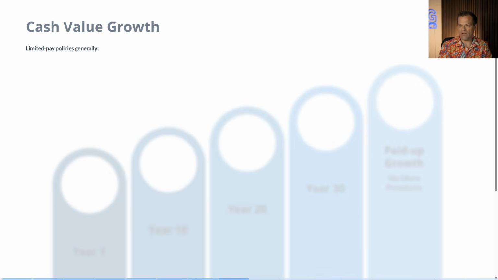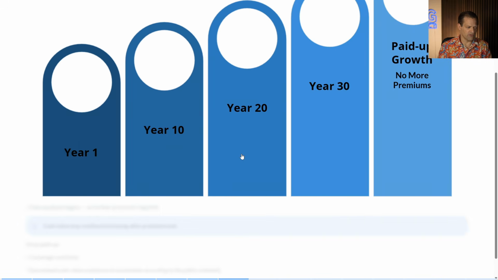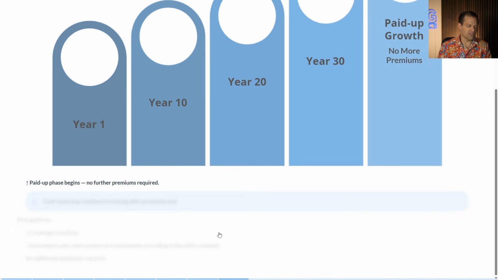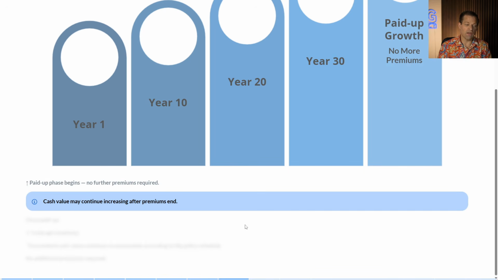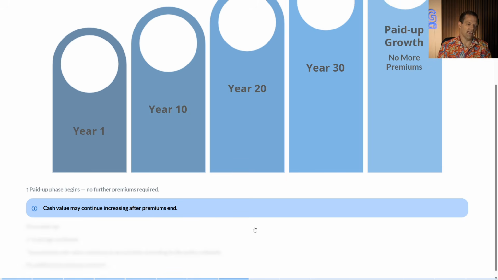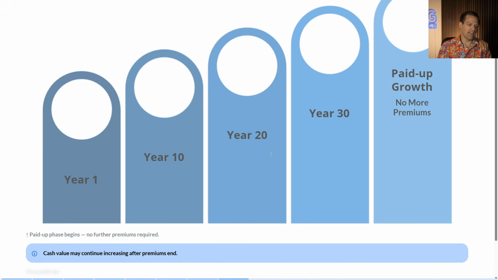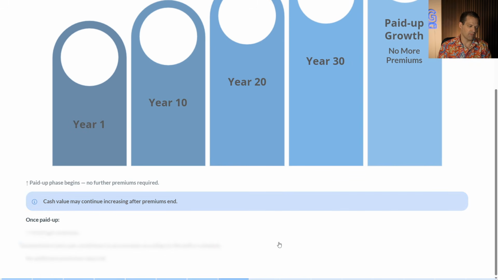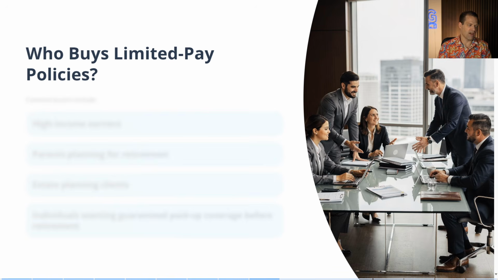So cash value growth. Limited pay policies generally, year one, let me scroll down here. Paid-up phase begins, no further premiums are required. Cash value may increase after the premiums end. So understand that even though you've paid it up, the cash value can still improve. That's the important point here, okay? Along with coverage continuing, guaranteed cash value continues to accumulate according to the policy schedule, and no additional premiums are required.